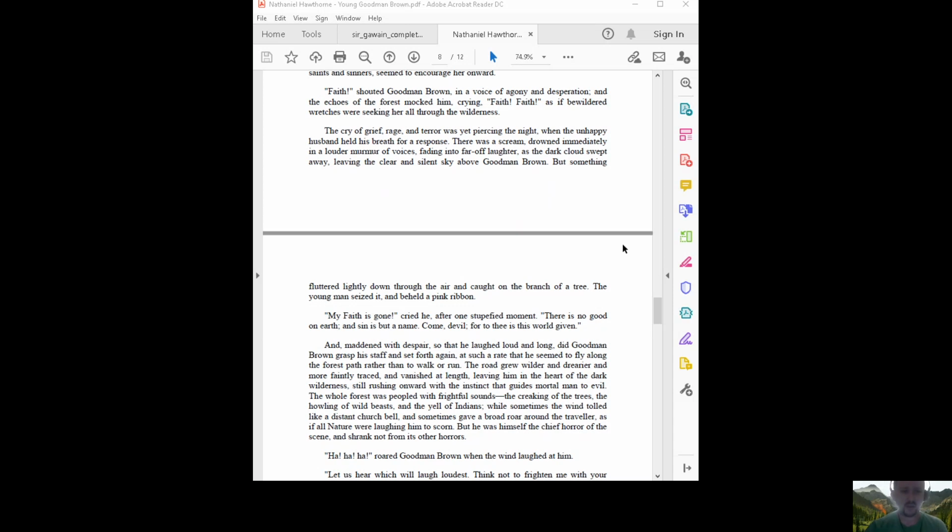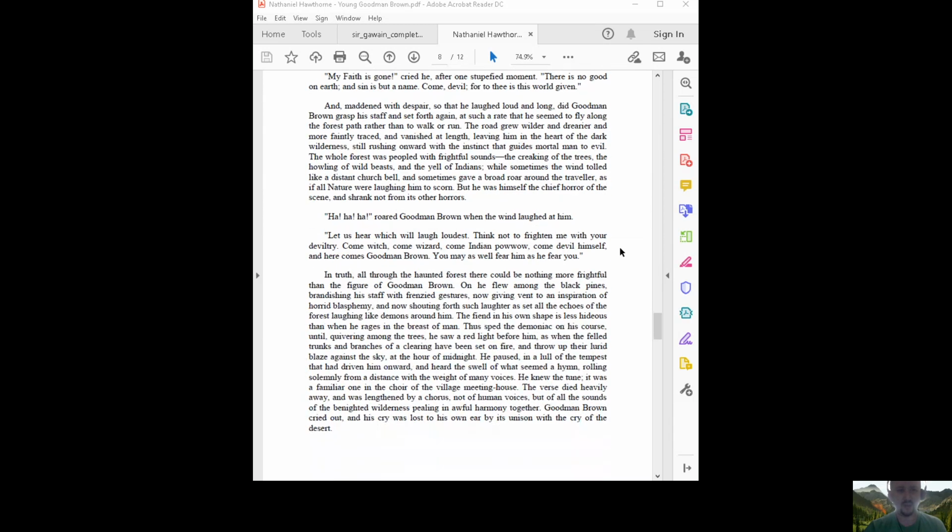But something fluttered lightly down through the air and caught on the branch of a tree. The young man seized it and beheld a pink ribbon. You might recall from the beginning who wore pink ribbons. "My faith is gone!" cried he, after one stupefied moment. "There is no good on earth, and sin is but a name. Come, devil, for to thee is this world given."